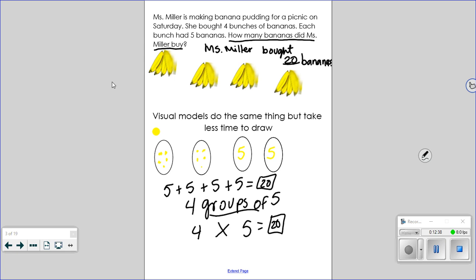So we first figured out what we were counting with our answer sentence. Then we made a model, specifically circles and dots. Then we made a math equation. And then we solved it. That's going to be the steps that we use every single time.